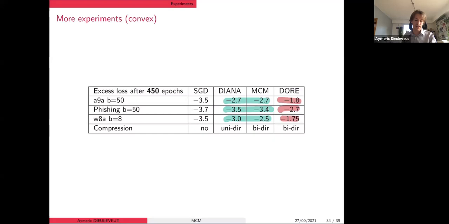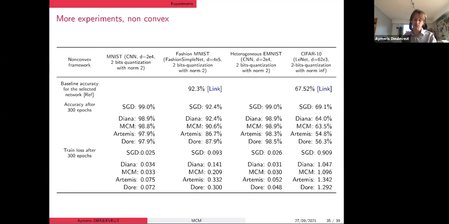And again, same kind of message. If I look at MNIST, Fashion MNIST, heterogeneous MNIST and CIFAR, basically I have one group, which is Diana and MCM, and another group, which is much worse. So we do not have exactly the same performance, and we do not claim we have exactly the same performance. We are just much closer to unidirectional compression. And this is with a constant step size, that is, we don't have the step size that decays to zero. If the step size would decay to zero, then we'd have exactly the same rate.